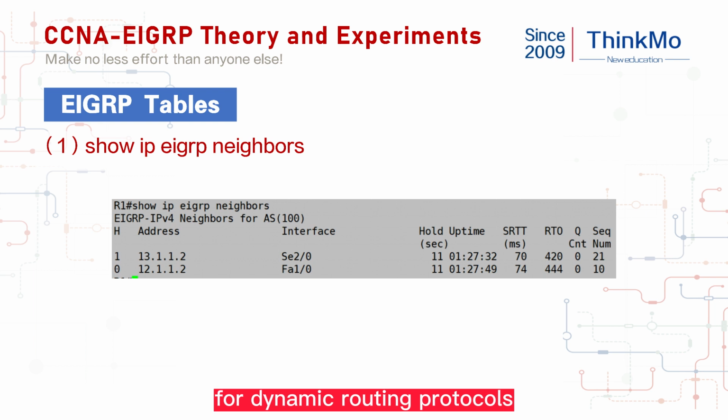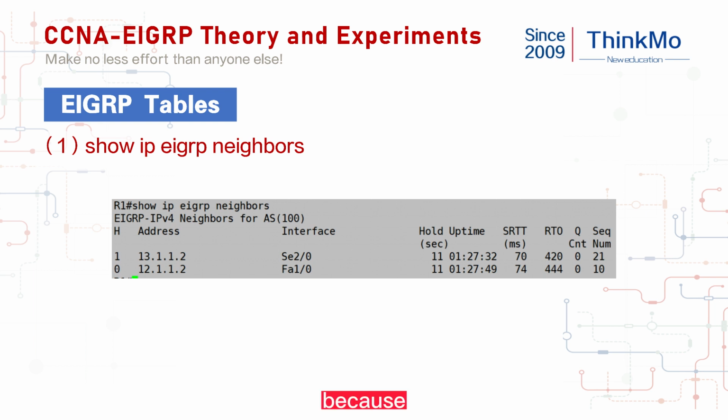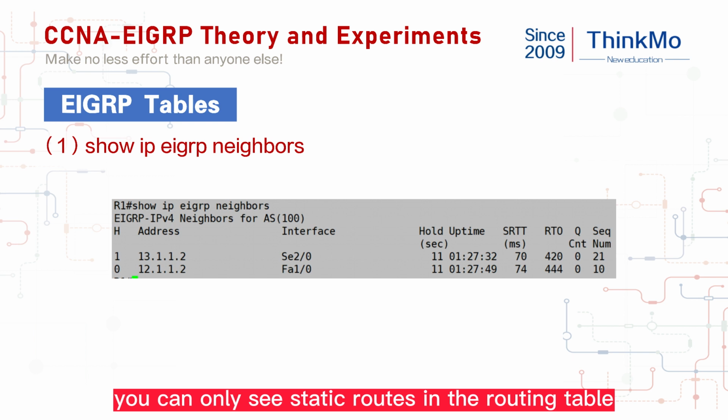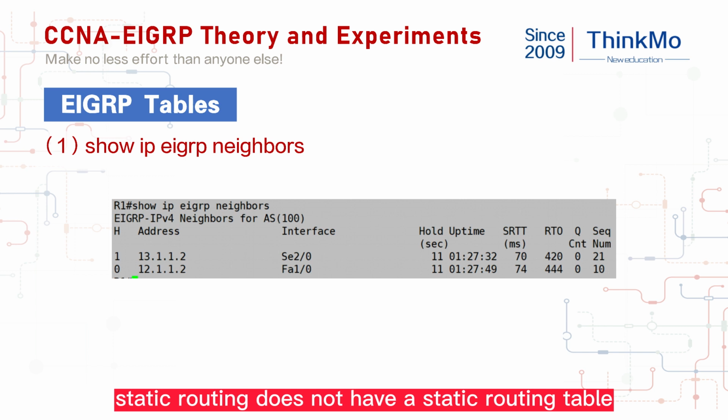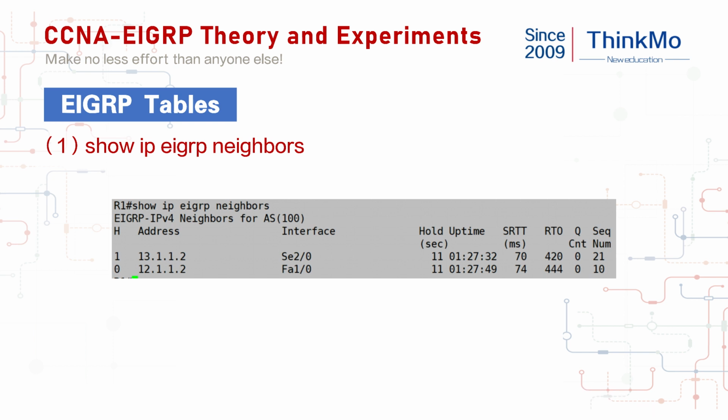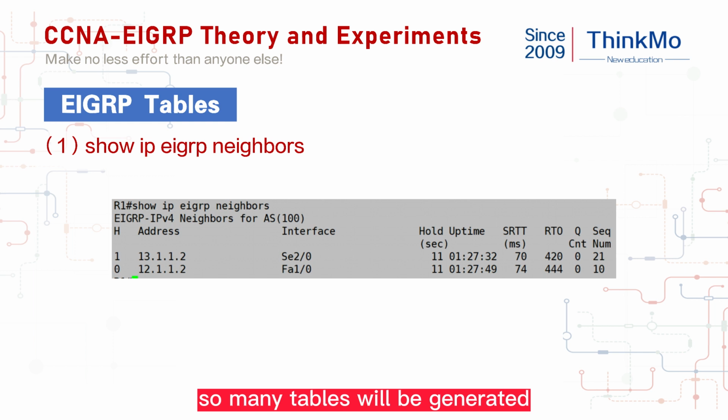For dynamic routing protocols, the tables will be more numerous. Because in static routing you can only see static routes in the routing table. It has nothing else. Static routing does not have other tables. But dynamic routing will have a lot more, because it's complicated and many tables will be generated.